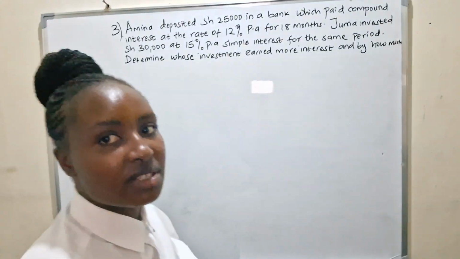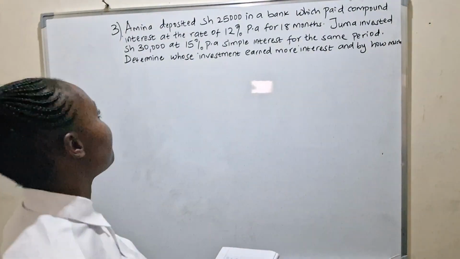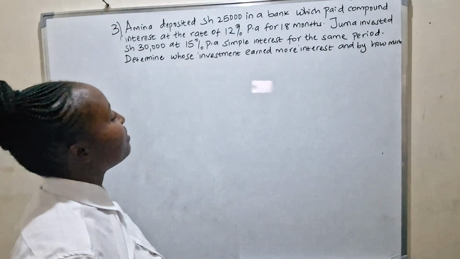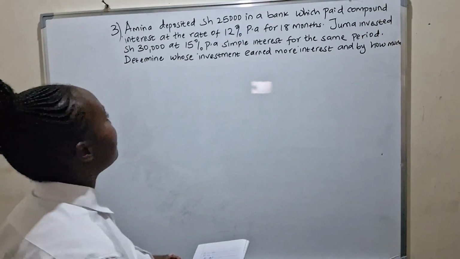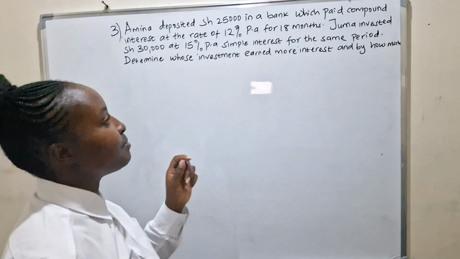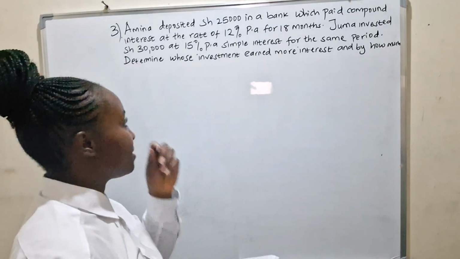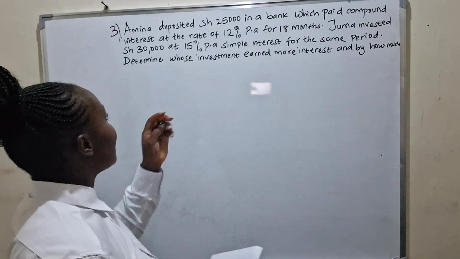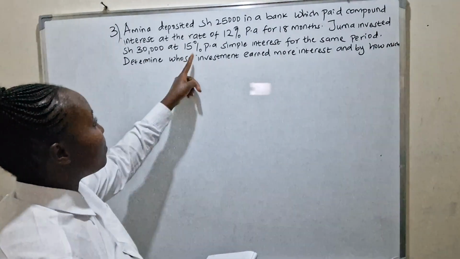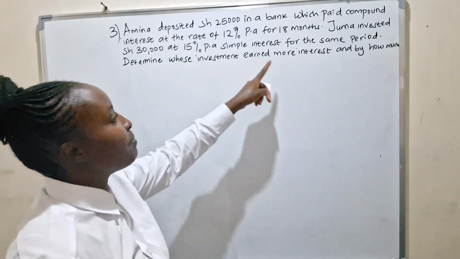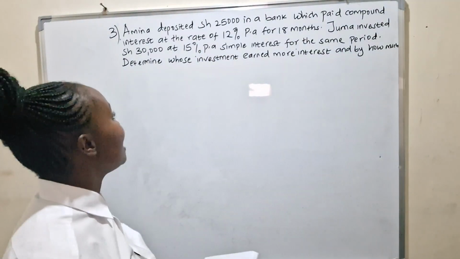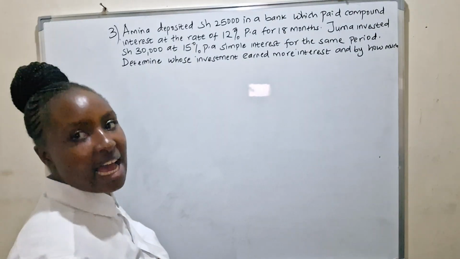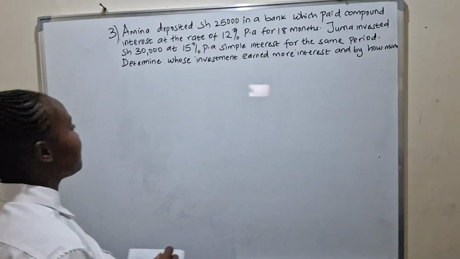This question was quite long, so I decided to write it first. Amina deposited 25,000 shillings in a bank, which paid a compound interest at the rate of 12% per annum for 18 months. Juma invested 30,000 shillings at a rate of 15% per annum, simple interest for the same period. Determine whose investment earned more interest and by how much.